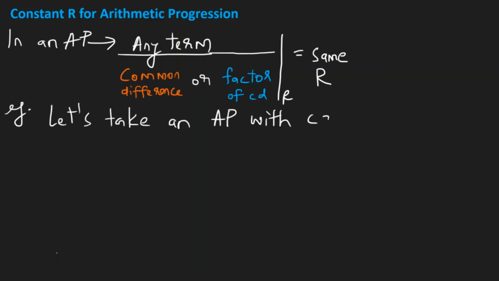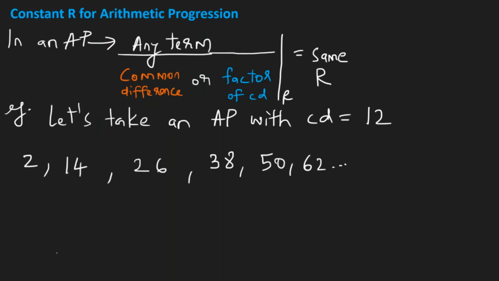Alright, for example, let's have an AP with common difference 12. So that can be 2, 14, 26, 38, 50, 62, etc. You can see 14 is 2 plus 12, 26 is 14 plus 12, and it goes on like that. Now, if you divide any term of this AP by 12, which is the common difference over here, you'll get the same remainder.